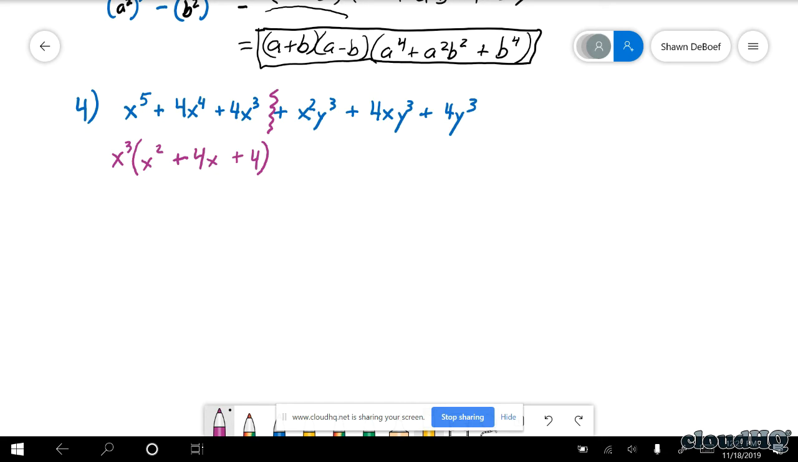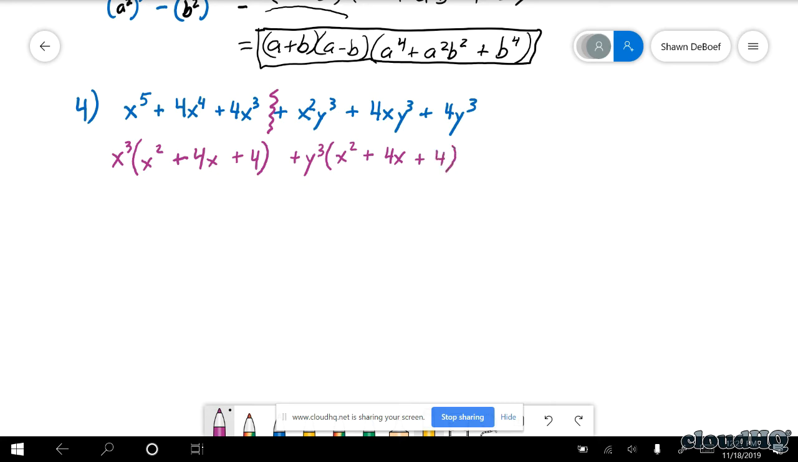Look now at the second grouping. What do you notice in the second grouping? We can pull out y cubed. It is positive. I'm going to put a plus there. It is important later to remember that's positive. I cannot pull out an x from everything. I can pull out a y cubed from the first one, leaving me with x squared. The second one I'm left with plus 4x. And the last term I'm left with just plus 4.